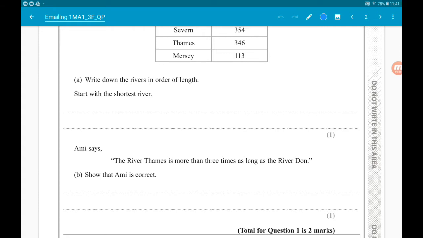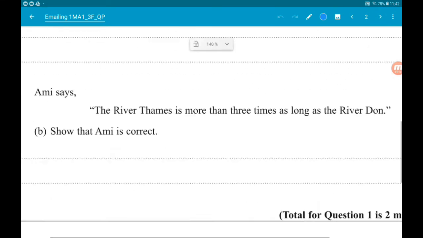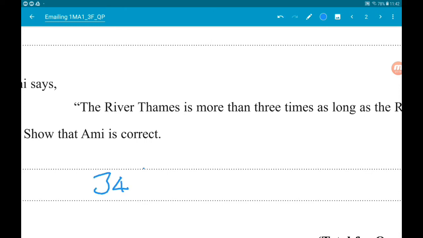Then Amy says that the River Thames is more than 3 times as long as the River Don. We want to show that Amy is correct. To work out how many times as long the Thames is as the Don, we do the length of the Thames divided by the length of the Don. So 346 divided by 112, to one decimal place, gives us 3.1. So the Thames is 3.1 times as long as the Don.